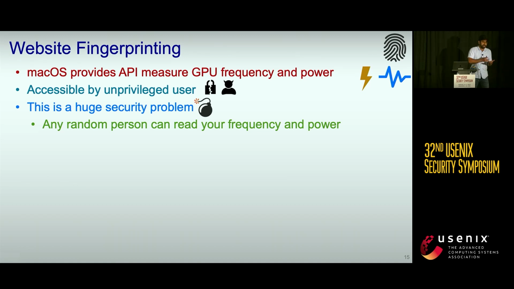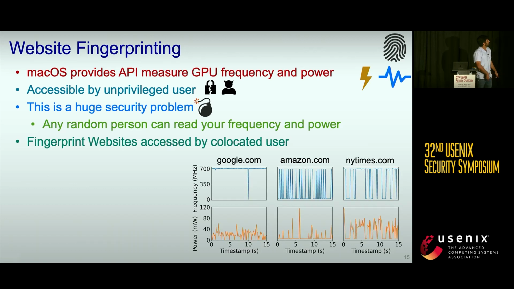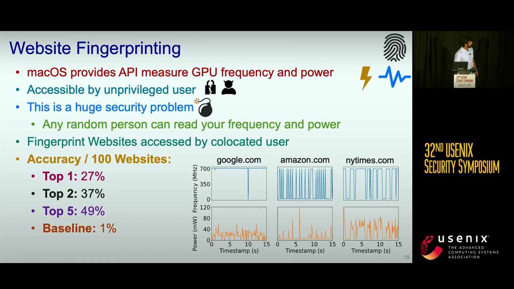To show how we can exploit that, we mount a website fingerprinting attack. Here we see traces of GPU frequency and power from 3 websites: Google.com, Amazon.com, and NewYorkTimes.com. We see that the frequency and power of all these websites are different, and it turns out it's also fingerprintable. So on our proof of concept attack with a corpus of 100 websites, we see that we can guess the correct website 27% of the time, where the baseline is 1%.